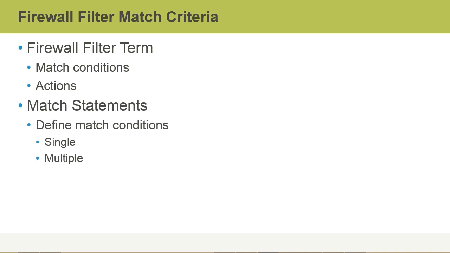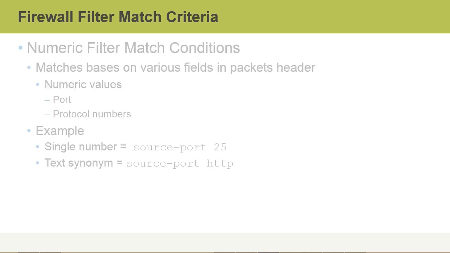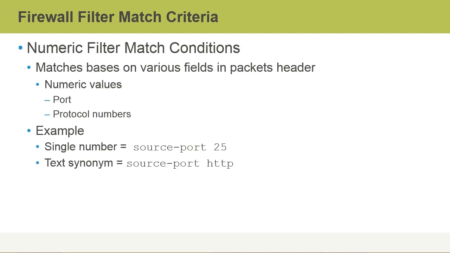And when creating your firewall filter, you can specify multiple match statements, or you can go with a single match statement. When configuring your match conditions, we can use numeric filter match conditions, which is matching up criteria in the packet header with numerical values. Good examples of conditions that use numerical values are port numbers and protocol numbers.